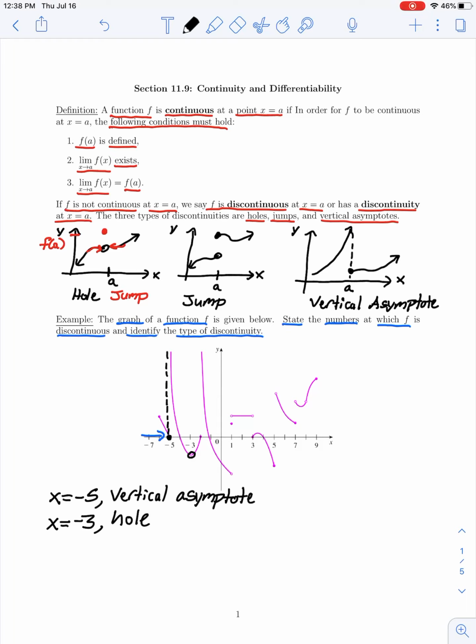And as we continue to move from left to right, it looks like at x equals -2, again, we have a vertical asymptote. The function is defined to be 0 if x is equal to -2. However, the right-hand limit as we approach -2 is infinite. It doesn't match our left-hand limit. Therefore, we would say x equals -2 is a point of discontinuity because we have a vertical asymptote.